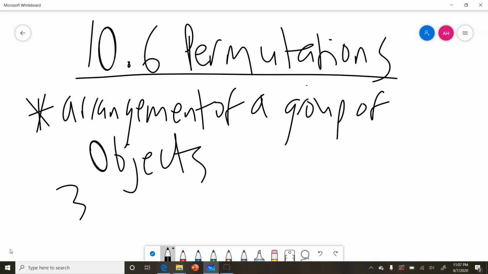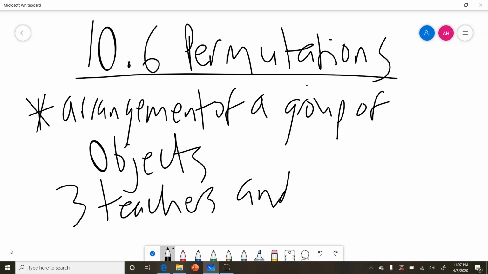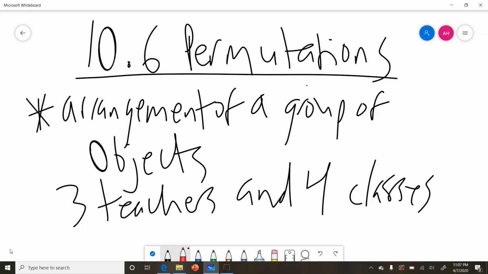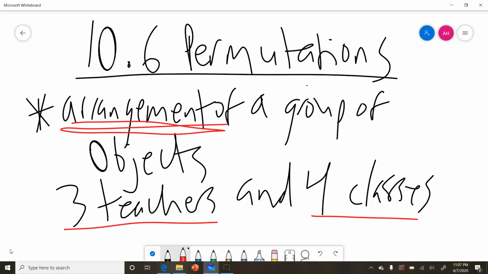Okay, so basically, a permutation is going to be something like this. If we have three teachers and four classes, how many combinations could we come up with for the three teachers and the four classes? It's just the arrangement of the group of objects, okay? And there's usually two numbers, okay? You'll see that in our example.